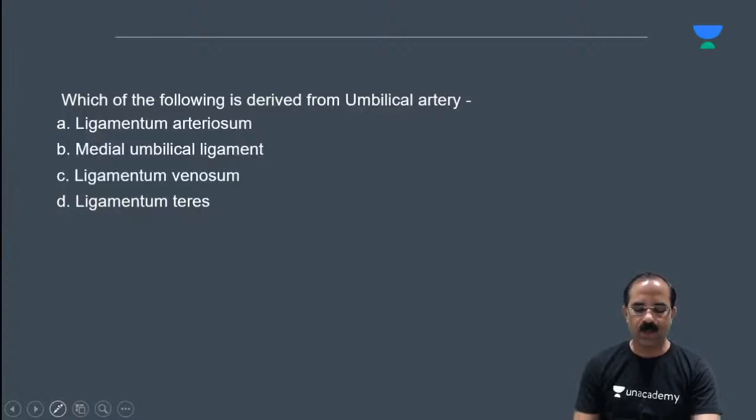So we'll start. Which of the following is derived from umbilical artery? You can answer this. You can guess. Even if it is wrong, it's okay. You answer.